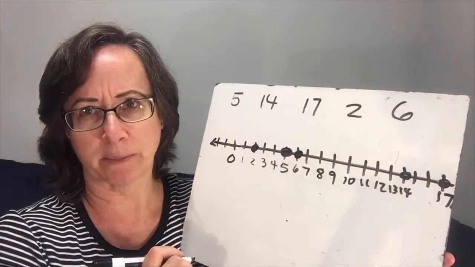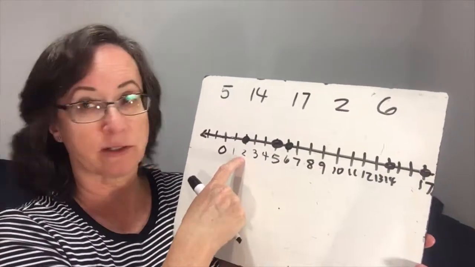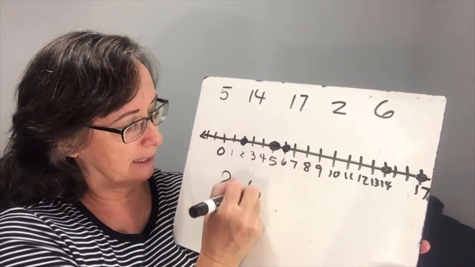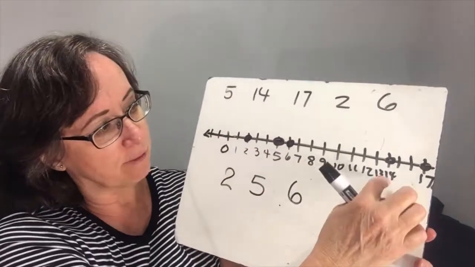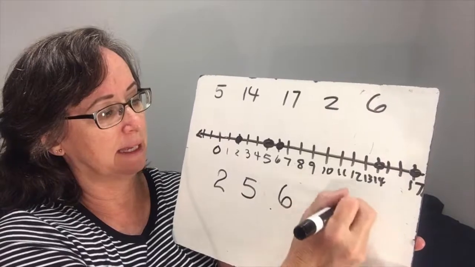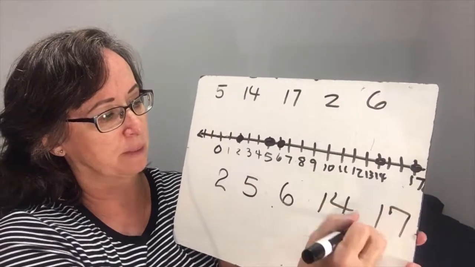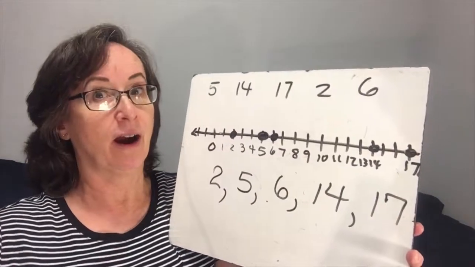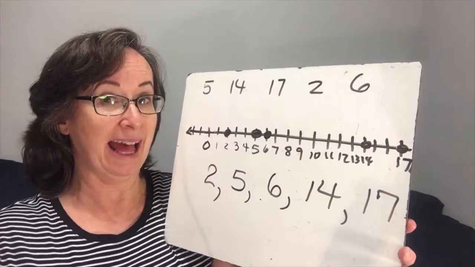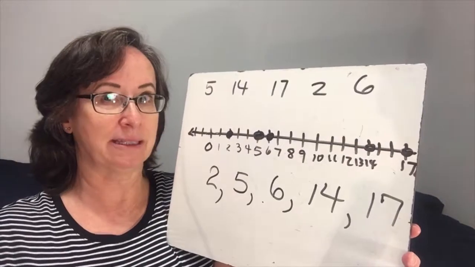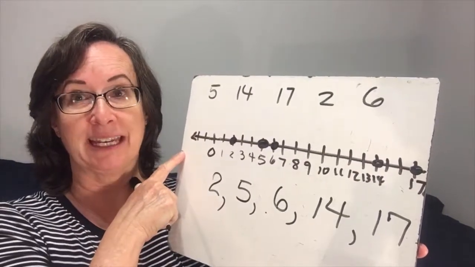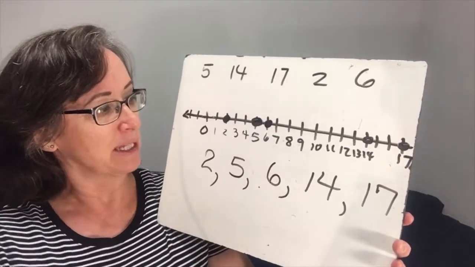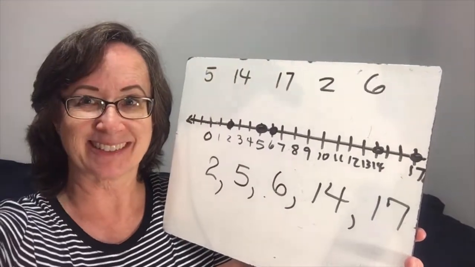So as you probably surmised, we're going to start with 2 as our lowest number. 5, 6, 14, 17. And that was pretty easy. But the concepts that are there are going to hold true for higher numbers, and also when we get started with negative numbers as well. So this is a very good exercise to do. So we're just putting them in order.